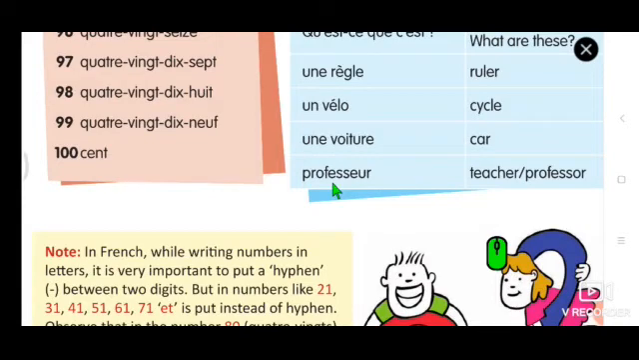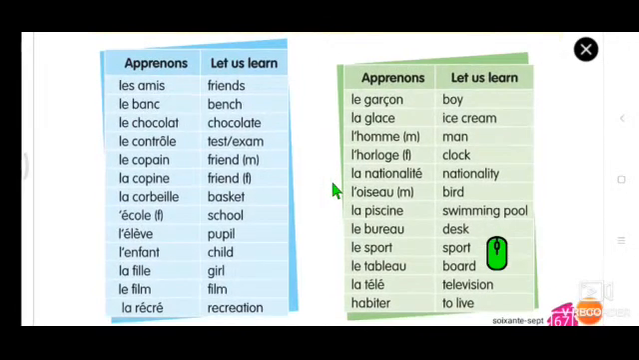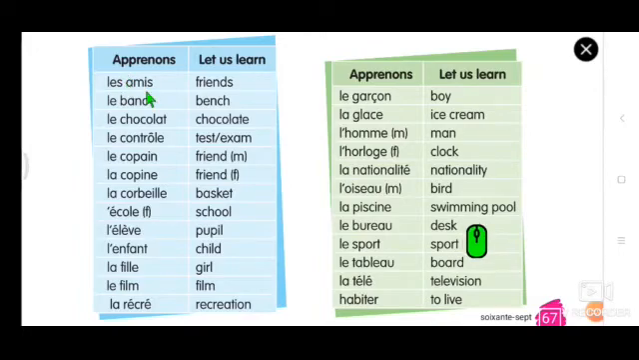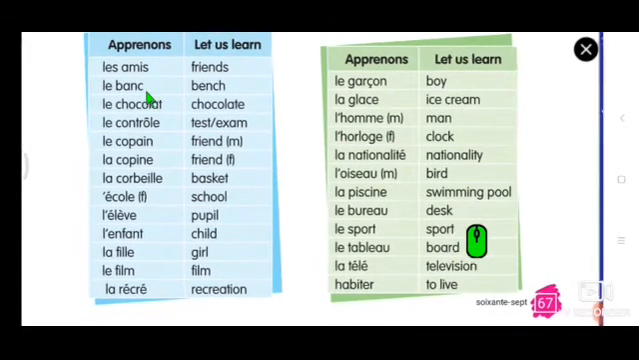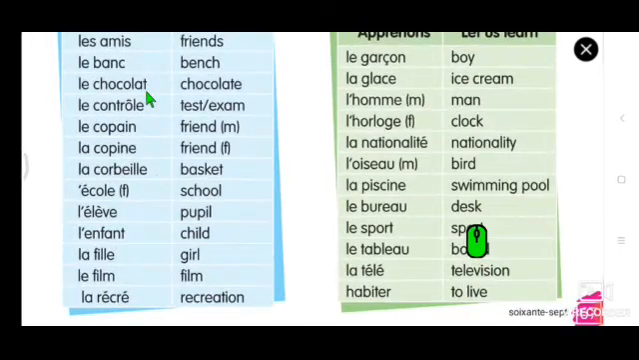Now let's go to lesson 6. Now we are in lesson 6. Take the vocabulary. Les amis, le banc, le chocolat, le contrôle, le copain, la copine, la corbeille, l'école, l'élève.